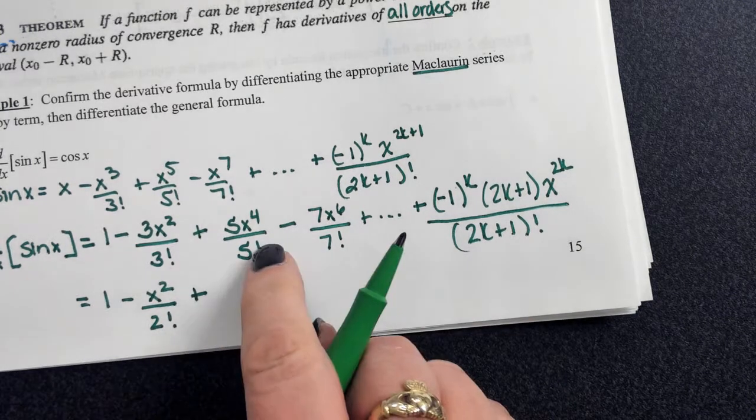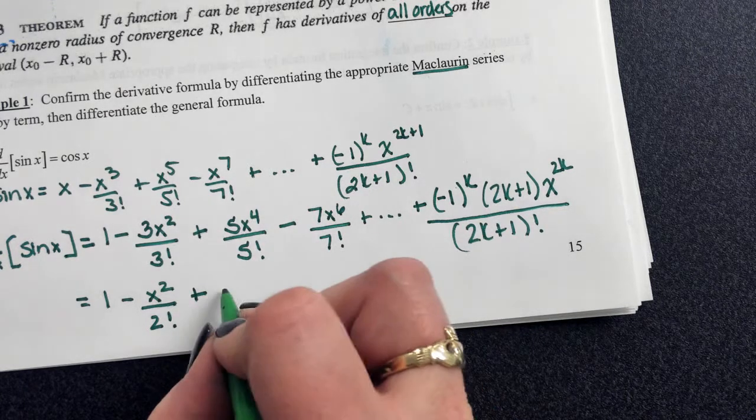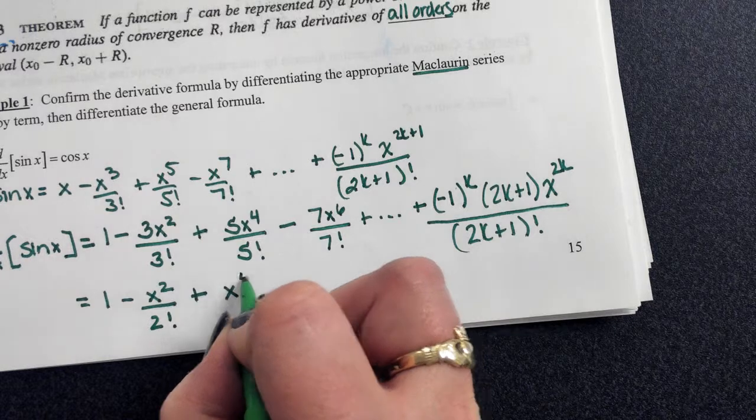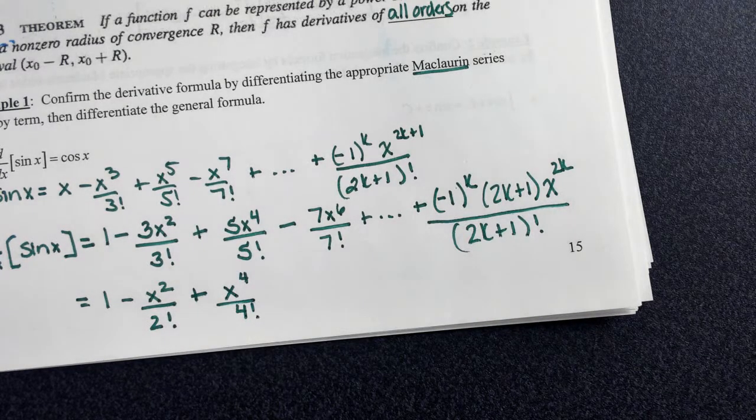Plus, what does 5x to the 4th divided by 5 factorial simplify down to? X to the 4th over 4 factorial. Because remember, 5 factorial is 5 times 4 times 3 times 2 times 1. So you can cancel out those 5s.